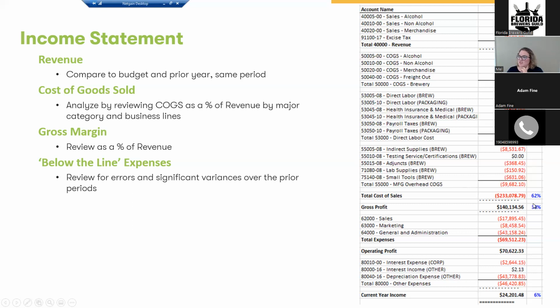So in March, their profit margin was 38%. So this, again, you'll have all your previous months lined up so you can analyze each one of those months. So looking at, obviously, gross margin, again, as a percentage of revenue. And then below the line expenses. So I'm sure y'all have heard that term before. If you haven't, it just means anything that's below your gross margin.